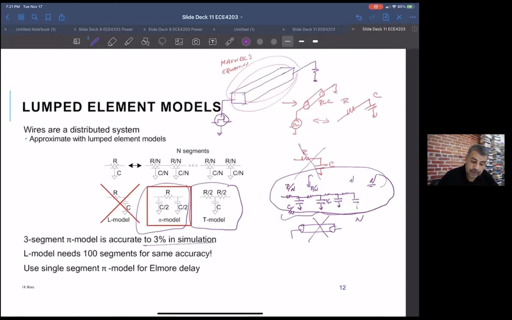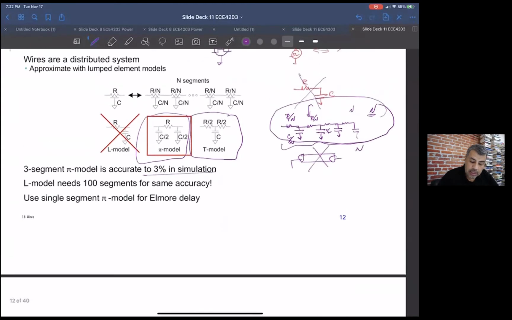So let's say you had an R and a C. The reason I call it pi is that it looks like the pi symbol. You put half the capacitance to ground on one side and half the capacitance to ground on the other. So that's the pi model. The T model works also, but I think the pi model is a lot more popular.